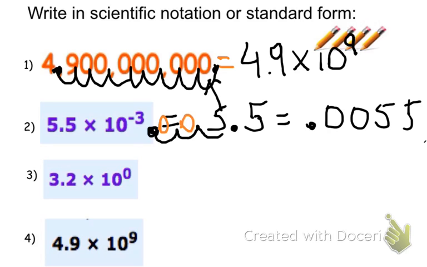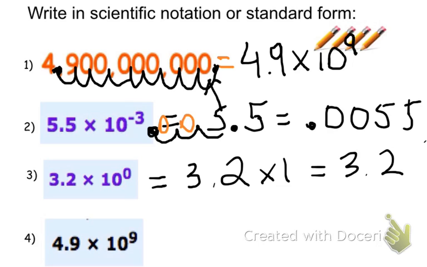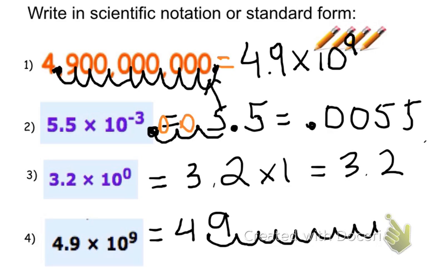Remember from last class, anything to the 0 power is 1. So in example 3, we have 3.2 times 1, which gives us 3.2. And finally, in example 4, a positive exponent tells us that we must move our decimal 9 places, or however many places that exponent would be, to the right. 1, 2, 3, 4, 5, 6, 7, 8, 9. And we would then fill in those places with zeros.